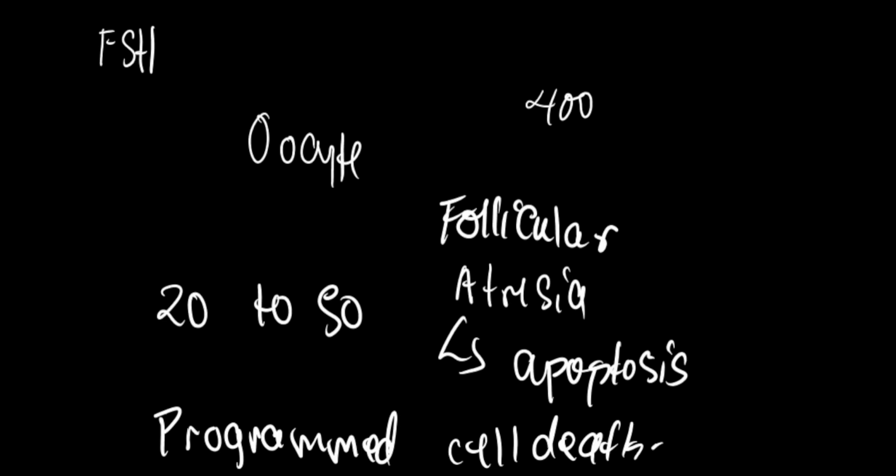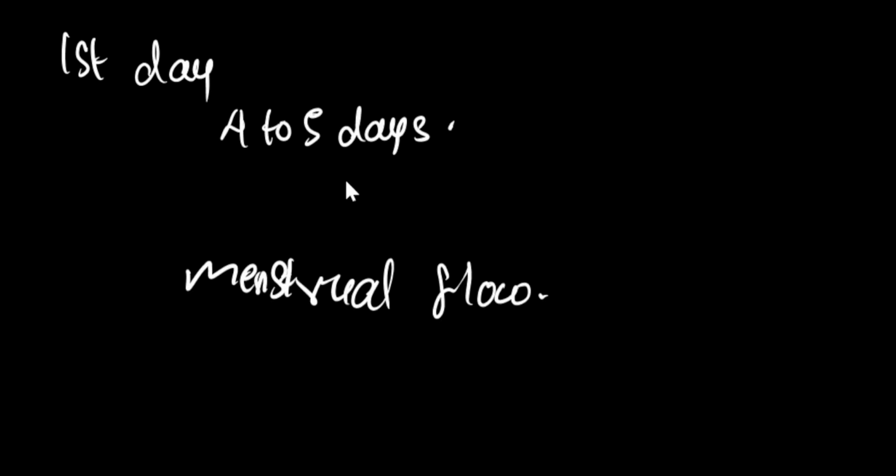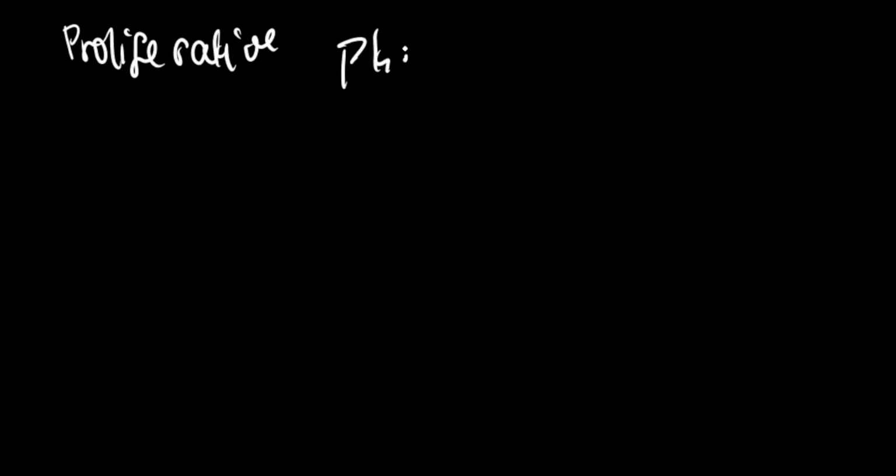Now, moving back to the menstrual phase, we stopped right here and we said the menstrual phase is associated with the menstrual flow, which lasts for about 4 to 5 days. The next phase of the menstrual cycle we'll be considering is the proliferative phase. Now, what exactly happens in the proliferative phase?